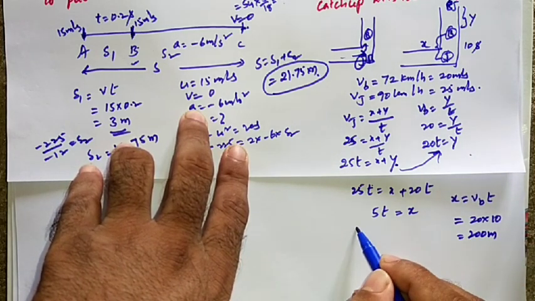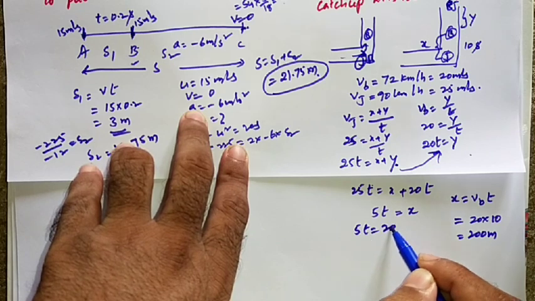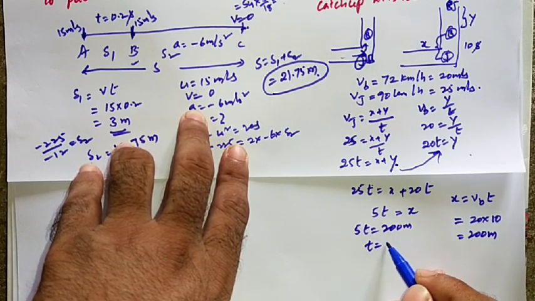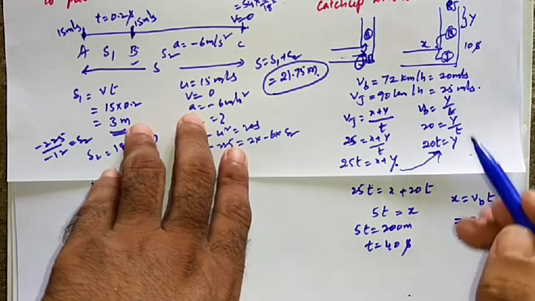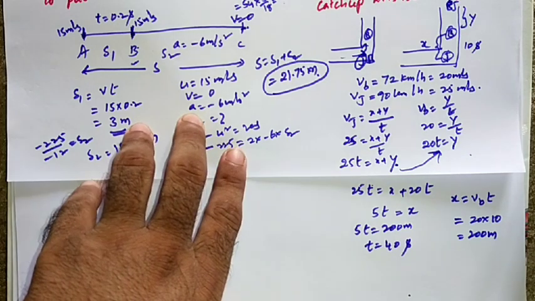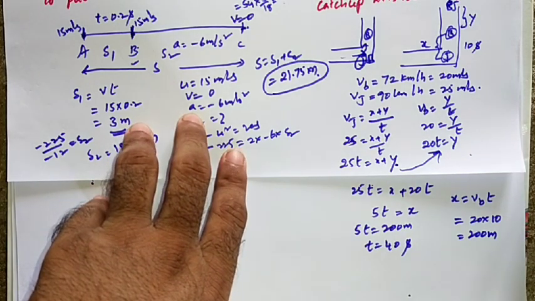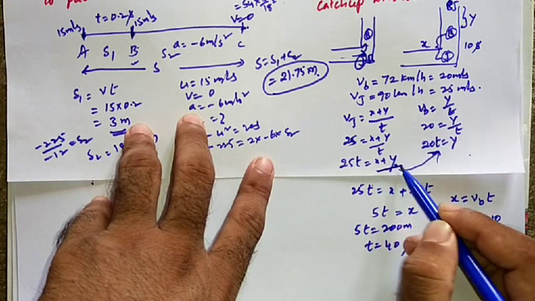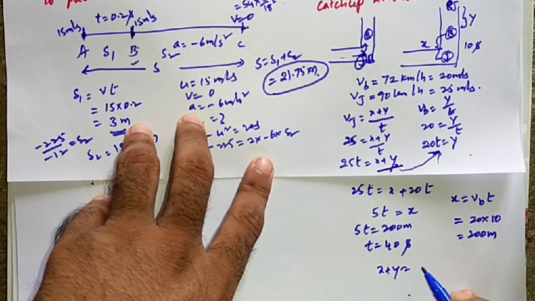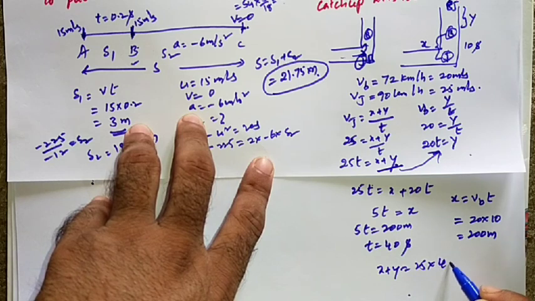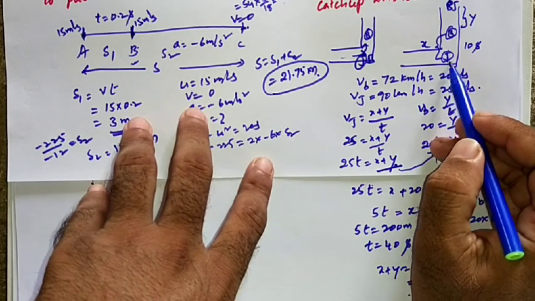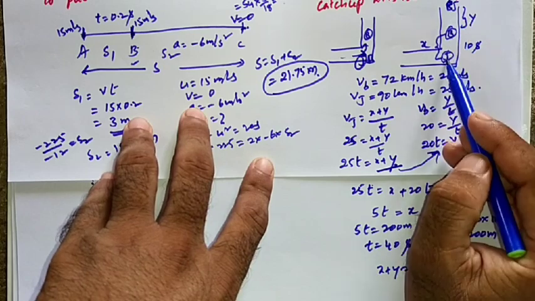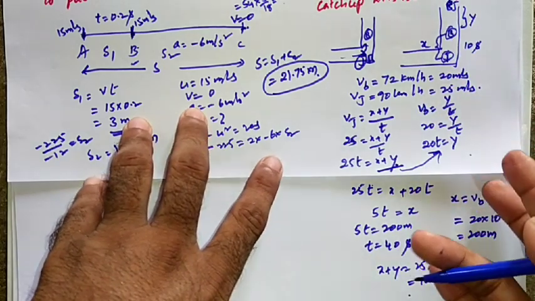Now substitute that value here. 5t is equal to 200 meters. Then t is equal to how much? 40 seconds you will get. T is equal to 40 seconds means total time it has taken. Now I want to calculate distance. Distance means x plus y. Then x plus y is equal to 25 into 40. How much is this? 1000 meters or 1 kilometer. From the turning, the jeep has to travel 1 kilometer to catch up with the bike.